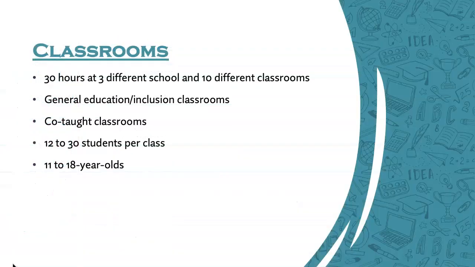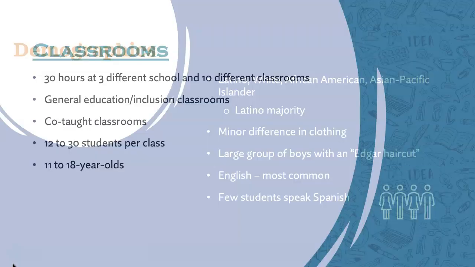The classrooms that were seen in the observations were from 3 different schools and 10 different classrooms. The classrooms consisted of general education inclusion classrooms and co-taught classrooms. There were about 20 to 30 students per class, all ranging from 11 to 18 years old.